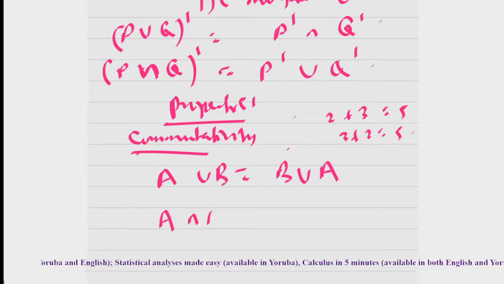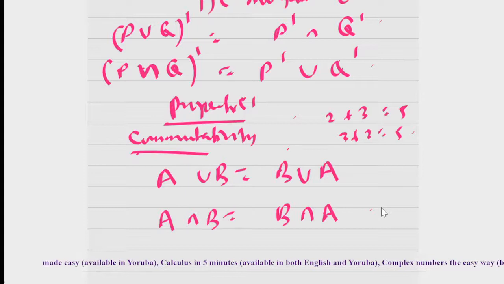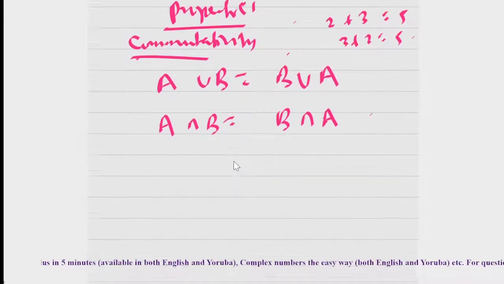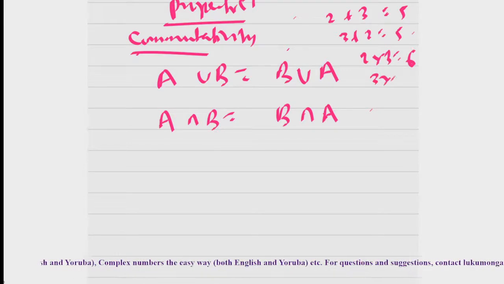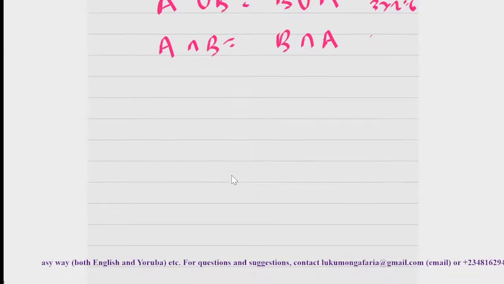Likewise, intersection is also commutative. A intersection B is the same thing as B intersection A. It's like multiplication, which is also commutative. So 2 times 3 is equal to 6, and 3 times 2 is also 6.